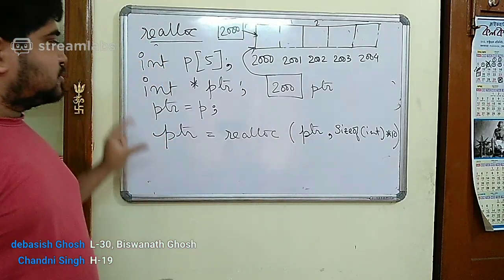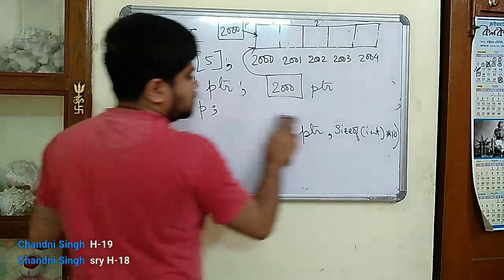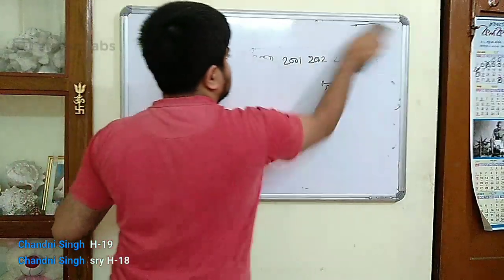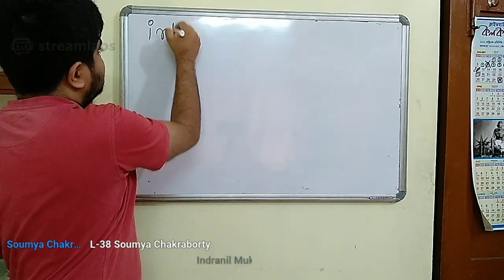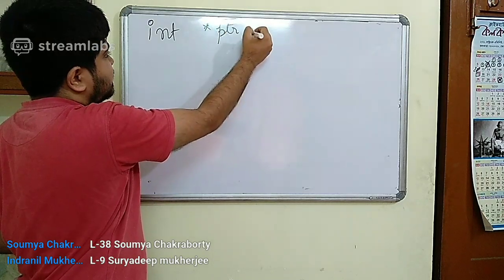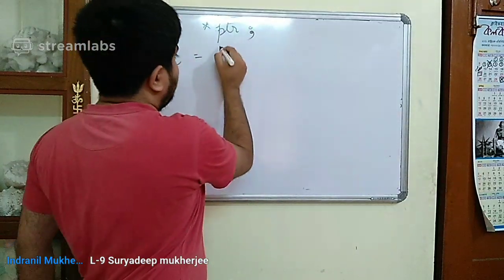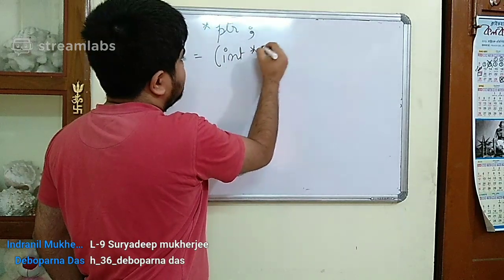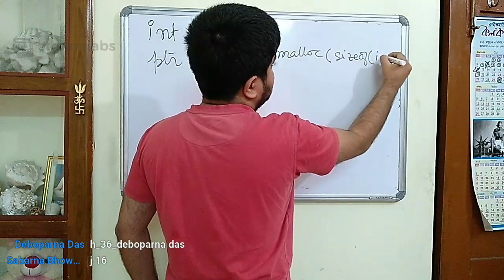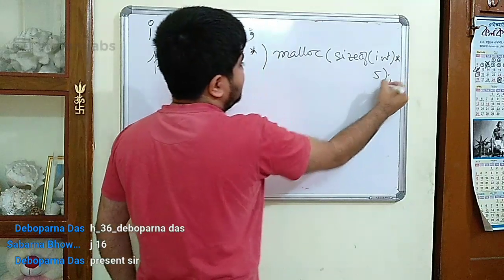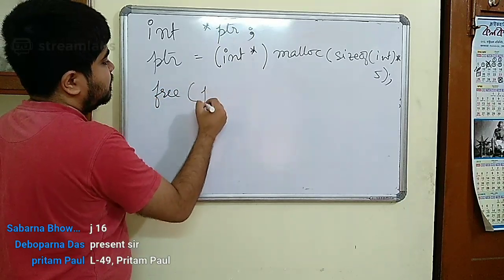Okay. Now let's proceed. So this is what realloc is doing actually. Now, free. In free, what will happen is, say suppose we have a pointer PTR, and PTR is equal to some amount of malloc, that is dynamic memory allocation is declared, and we can simply deallocate that very memory. For deallocation, simply write free PTR.